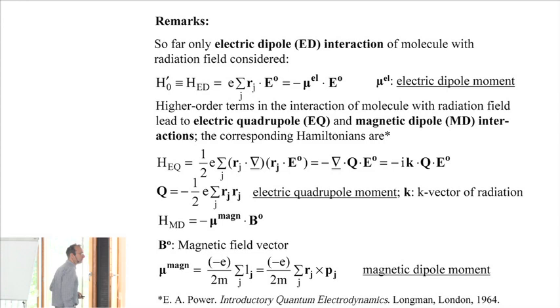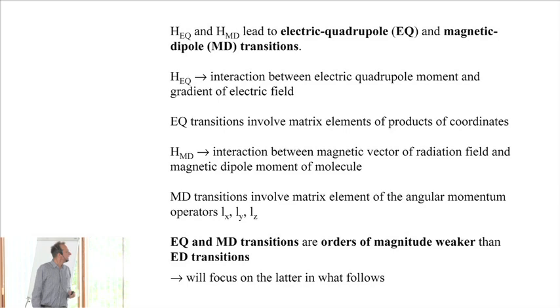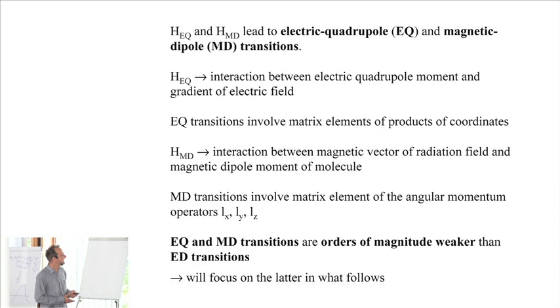Okay. So HEQ and HMD lead to electric quadrupole and magnetic dipole transitions. As I said, HEQ is the interaction between the electric quadrupole moment and the gradient of the electric field.